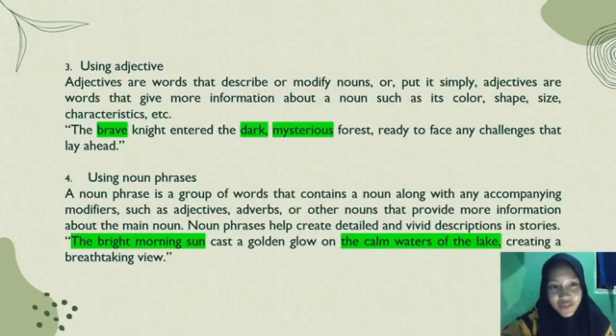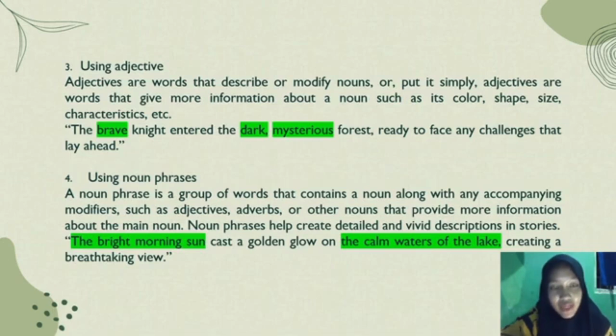Number three, using adjectives. Adjectives are words that describe or modify nouns, or put it simply, adjectives are words that give more information about nouns such as its color, shape, size, characteristic. For example, the brave knight entered the dark, mysterious forest ready to face any challenge that lay ahead. So here the adjectives used are brave, dark, and mysterious.